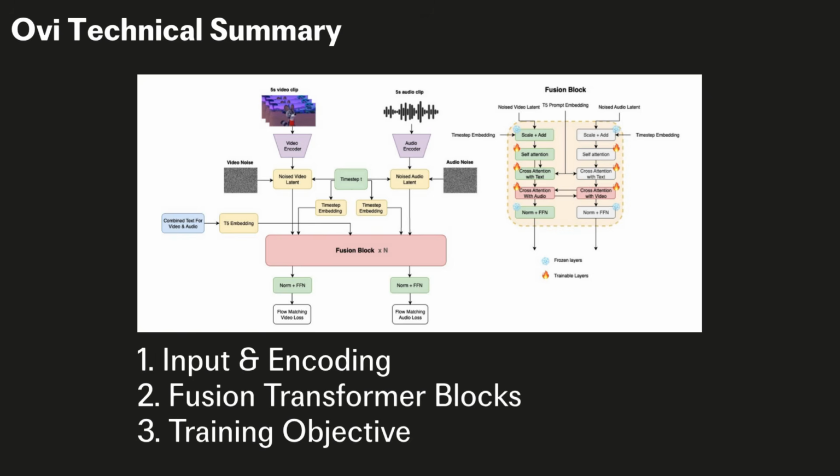The third is the training objective. The model learns through a flow matching loss, predicting how to move noisy latents towards clean ones. This joint objective teaches both branches to generate video and audio together, forming one unified model instead of two separate ones. For more technical details, be sure to check out the GitHub page, which also includes a link to the paper. I will leave a link to this in the comments.